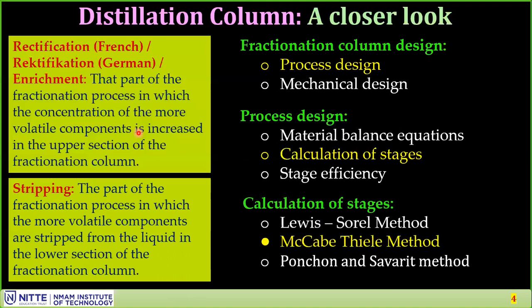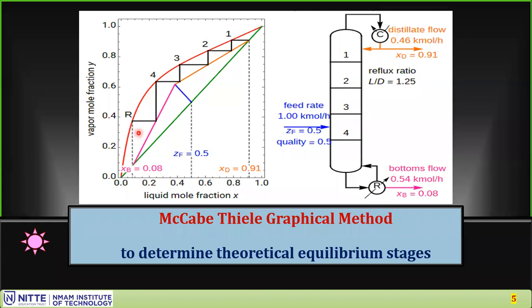The calculation of stages can be done by different methods, graphical as well as algebraic methods. Lewis Sorel method is one such method, which is the base for the McCabe Thiele method. McCabe Thiele method is the graphical solution for calculating the number of stages, which we are going to look into in detail in the next coming up slides. Ponchon-Savarit method is another equivalent method, which is also quite commonly used. So here we'll be looking into the McCabe Thiele graphical method. It helps us to determine theoretical equilibrium stages.